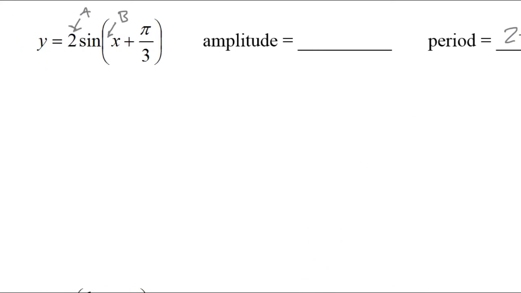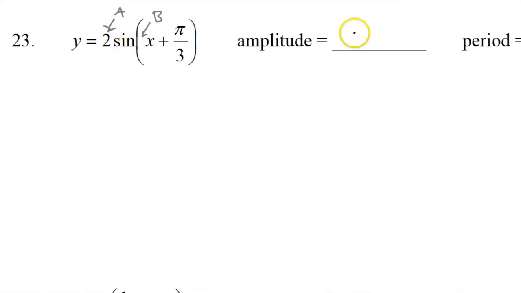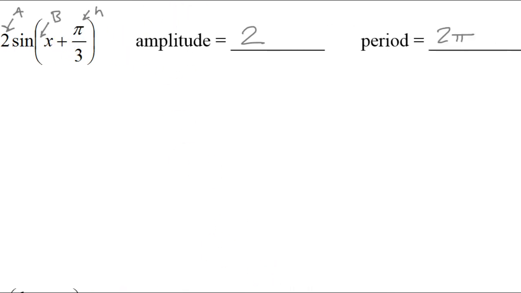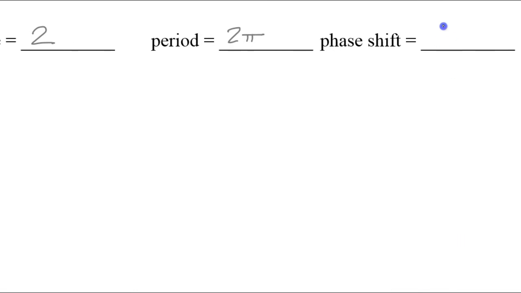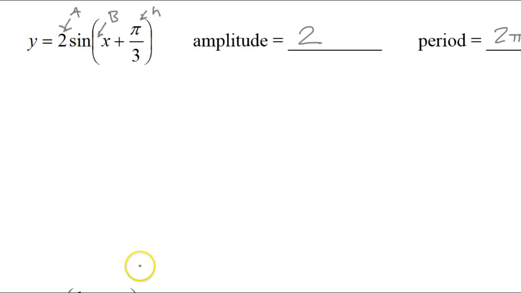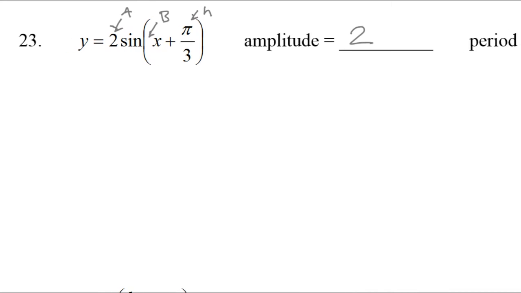pi. Okay, the amplitude is going to be 2 from the a value, and because of the x plus pi over 3, okay, that's my h value. That's going to give me the phase shift, which is going to be negative pi over 3 to the left. Okay, did you catch that? Plus pi over 3 is actually to the left pi over 3.